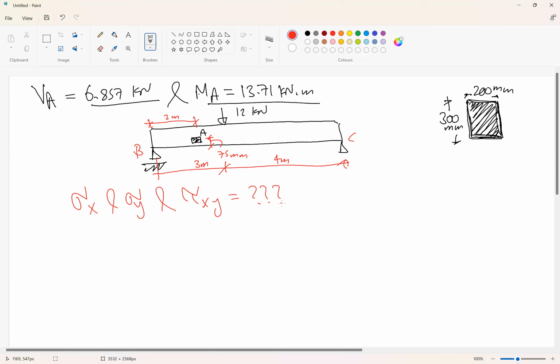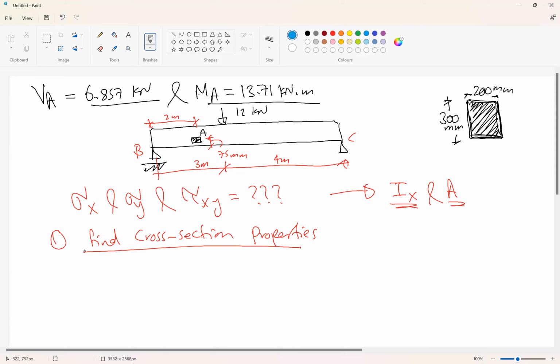Okay. To find sigma x or sigma y or tau xy, we need some properties of the material. So our first step in this part is to find the cross section properties, which is Ix and A. So how to find Ix or A? This is a very simple rectangular section.